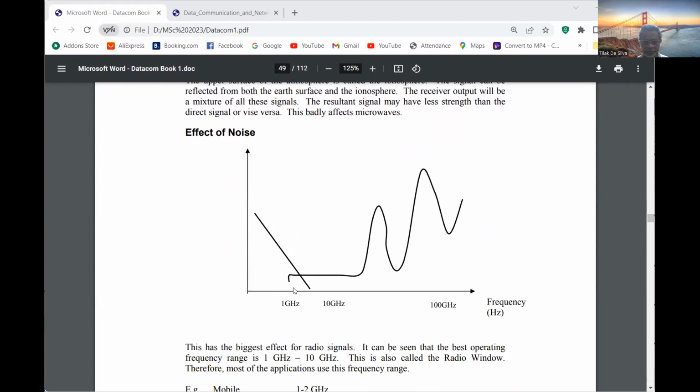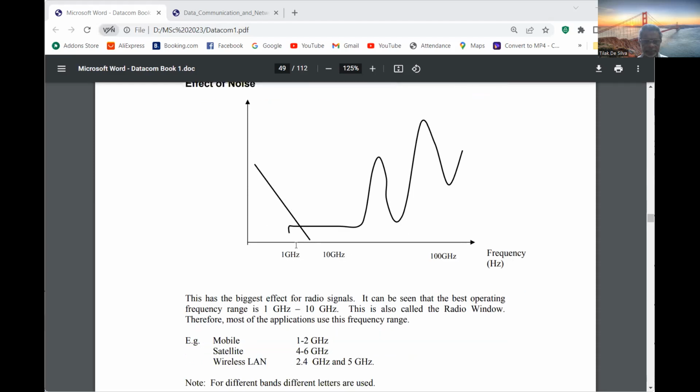When you see the frequency spectrum, in free space different types of noise are there. Therefore, this is the frequency band where normally we can use frequencies, from 1 gigahertz to about 10 gigahertz. Other frequencies have high noise. So therefore, we are limited. We have constraints in using the frequencies. We cannot use any frequency as we wish for radio transmission.